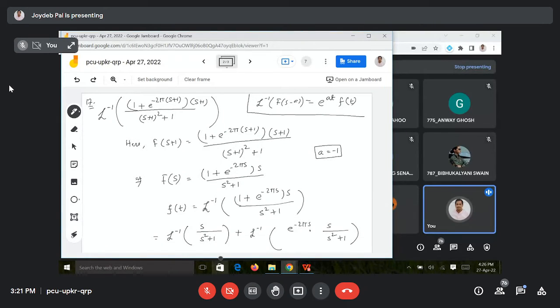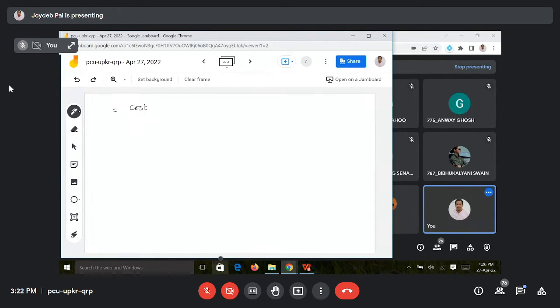ft means s by s square plus 1, that is fs. And what is the Laplace inverse of it? That is ft, so it is cos t. So ft will be cos t. Then ft minus a, that means what? ft minus 2 pi. What will it be? Tell me. cos t minus 2 pi, that is f of t minus 2 pi, and u t minus a will also be there, this.